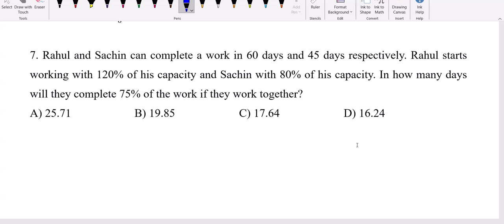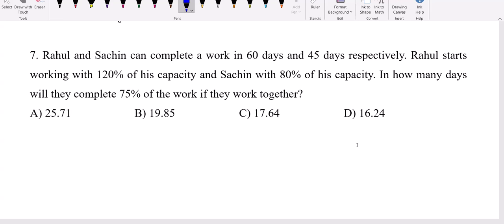Now in how many days will they complete 75% of the work? Generally they can ask what is the time taken to complete the work, but TCS always adds extra things: half of the work, 75% of the work, like that. First calculate the time taken for the total work, then we'll see about 75% of the work. Now the question is very special here. They gave 120%. This type of question you don't find in a textbook. TCS will always bring something new. Generally, they'll say Rahul is twice as efficient, but instead of twice efficient, now Rahul is working at 120% of his capacity, and Sachin at 80% of his capacity, right?